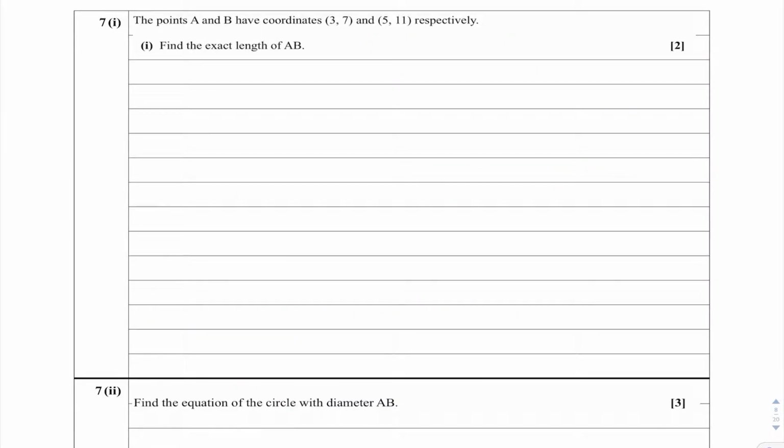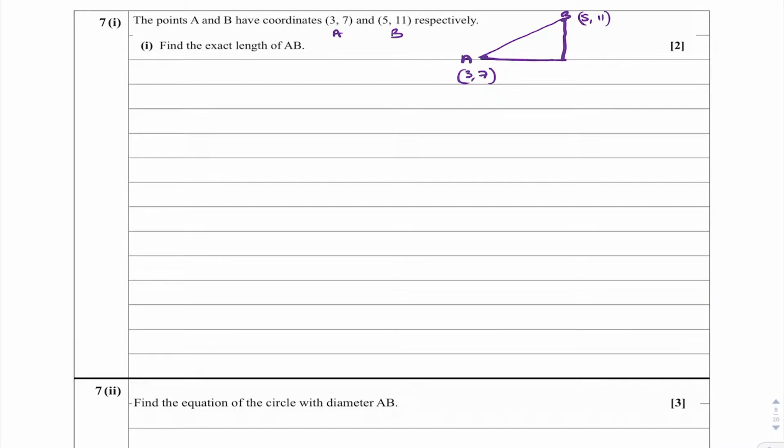Question 7. The points A and B have coordinates 3, 7, and 5, 11 respectively. And that's A and that's B. Find the exact length of AB. To find the exact length of AB, if that was A and that was B, and I drew my coordinates there, this is what I'll get. And my coordinate B is 5, 11, and A is 3, 7.